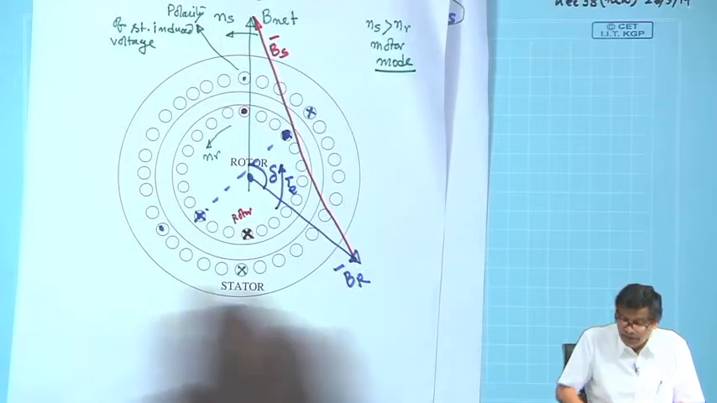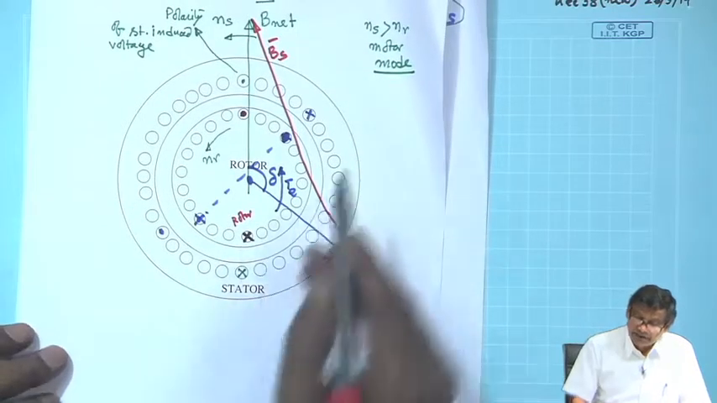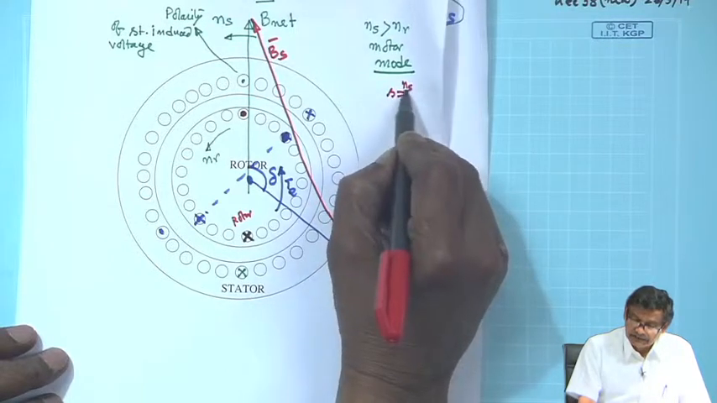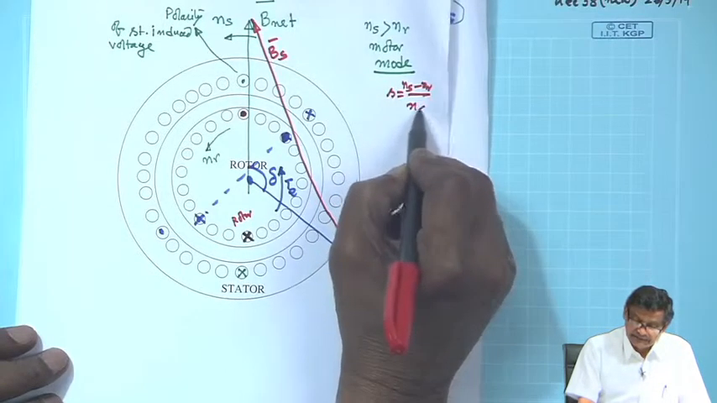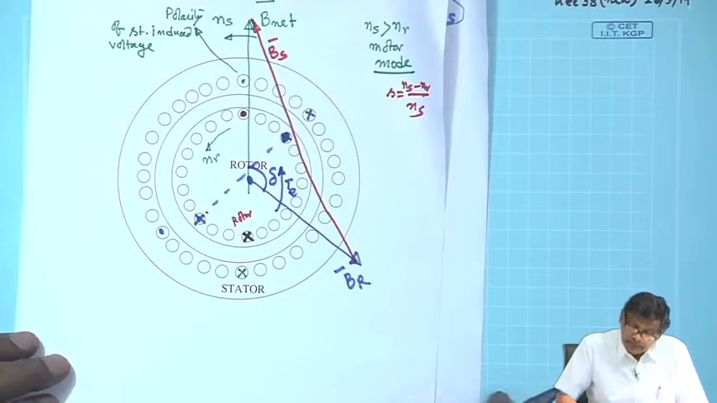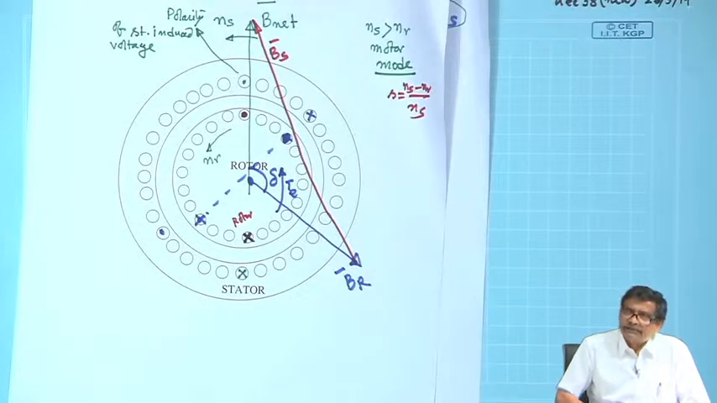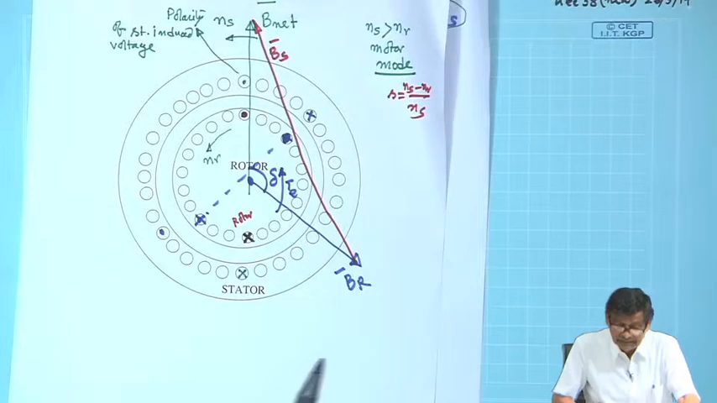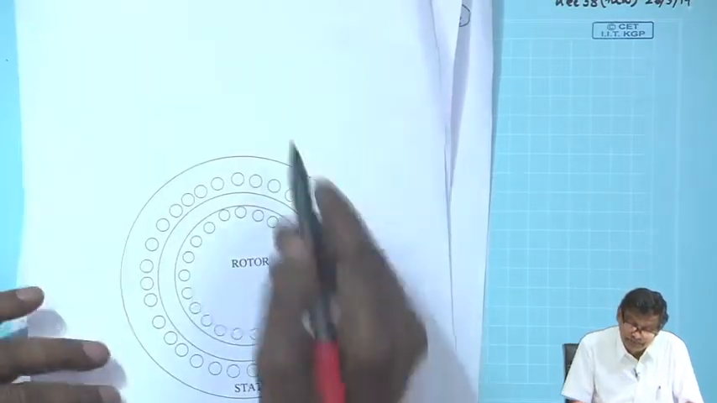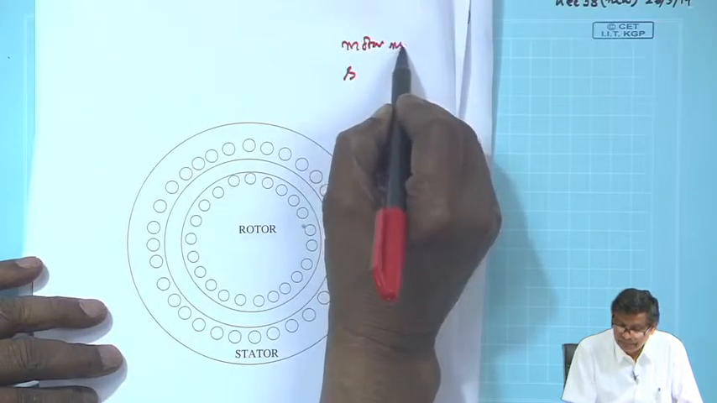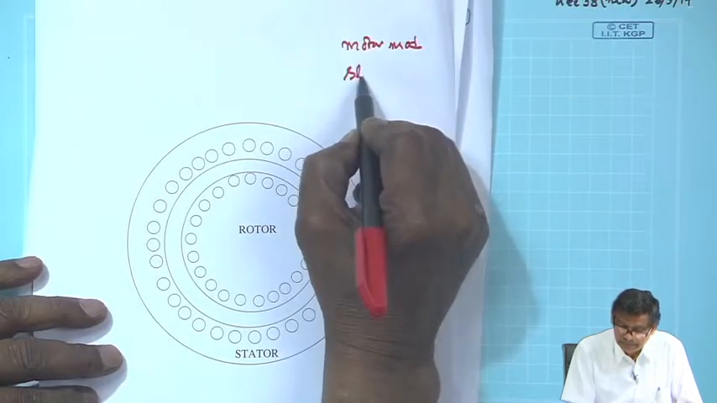Of course, I must add one point. I have assumed the machine is running with some slip, (n s minus n r) by n s. If the machine is running under no load condition, the slip value is small, so that circuit is almost resistive. Then suppose the slip is very small, motor mode, slip small.